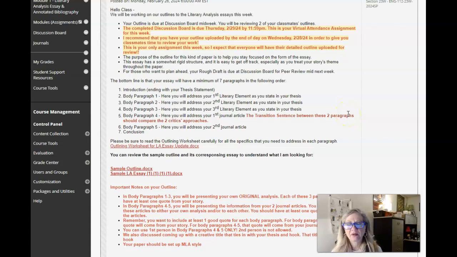One thing I want to point out is that this paper is really in 2 parts, if you will. You have your introduction, which will end with your thesis statement. Then you're going to move into your original analysis of your paper. The first 3 body paragraphs are your analysis of your theme based on those 3 literary elements, such as foreshadowing or symbolism or metaphor, irony, any one of those that you chose. And each one of these body paragraphs is going to address that particular theme that you state. Look through the lens of that element.